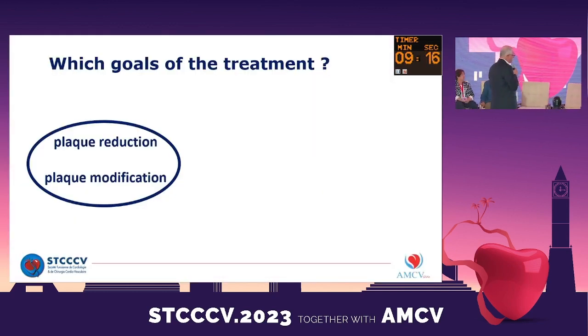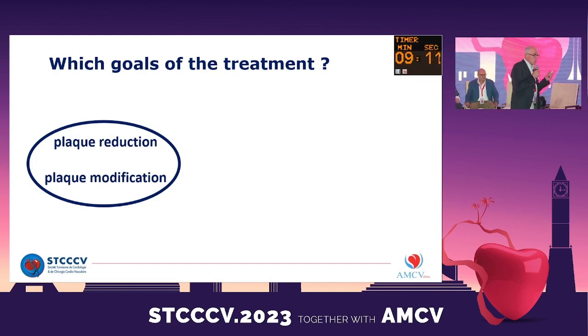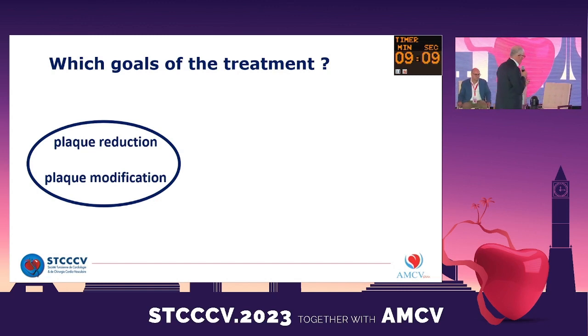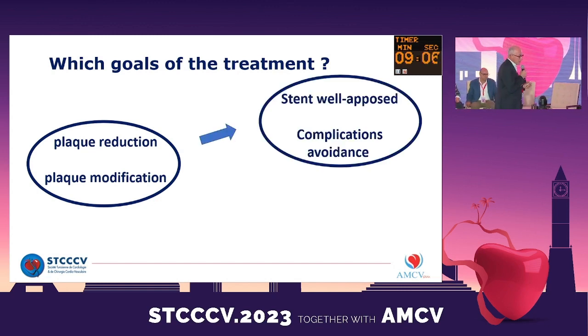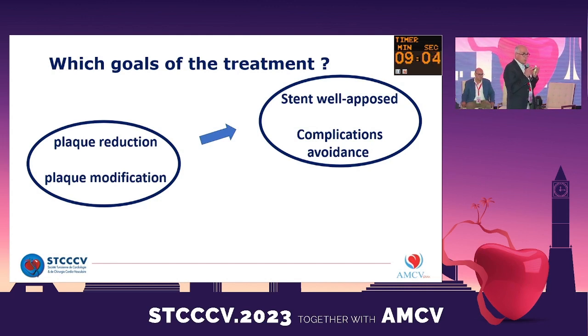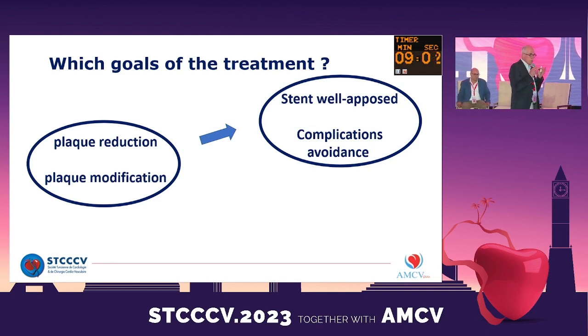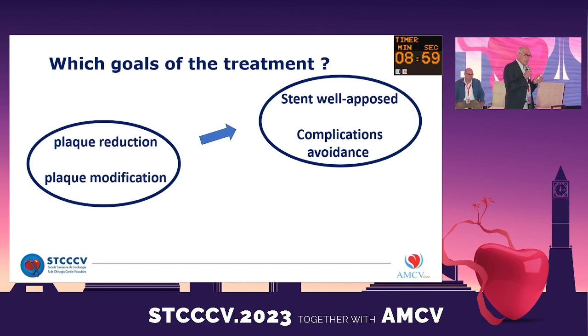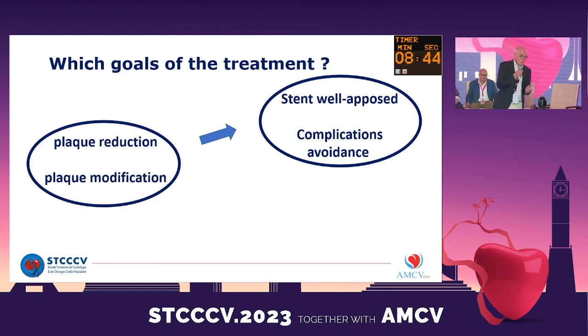The goals of the treatment: there are two objectives. We want to reduce the plaque, and we want to modify the plaque. And for that, of course, we want to well appose the stent, because we know that if the stent is not well apposed, this is related to increased MACE, with a risk of stent thrombosis and a risk of restenosis, etc.